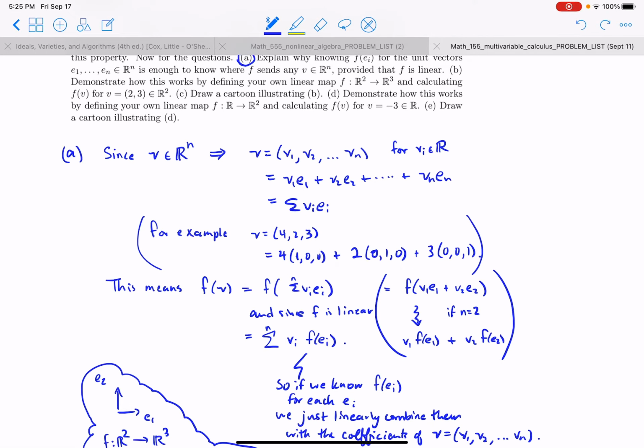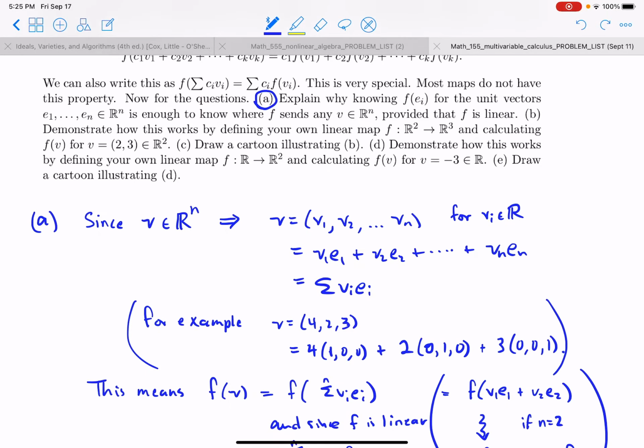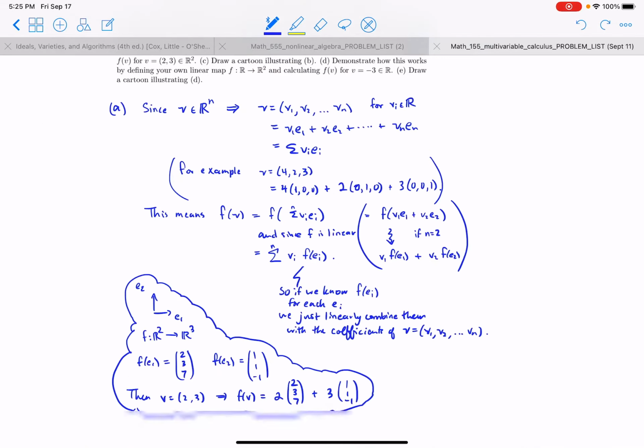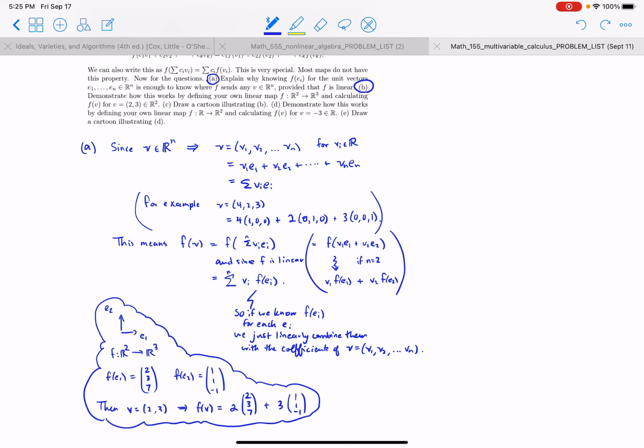Okay, part B, where's that? Part B. Demonstrate how this works by defining your own linear map from R2 to R3 and calculating f of v for v equals 2, 3. Wow, did I choose 2, 3? Yes, I did. That is remarkable that I just did that by random chance. Anyway, okay, so you can see how I think is to do an example. So I guess this is part B.